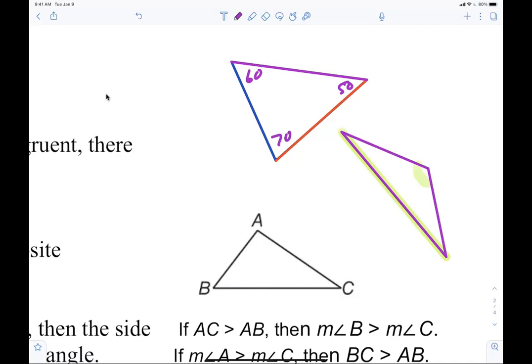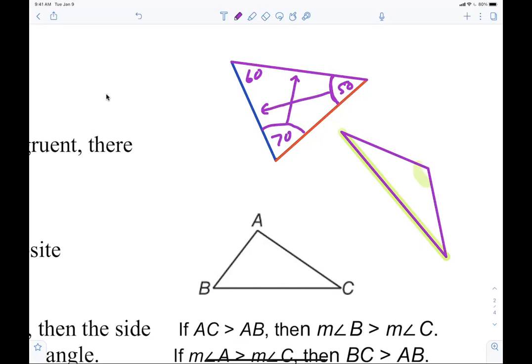Blue. The blue. Does everybody agree? And then the middle side would be what? The red. All right. So this is the smallest angle. It's opposite the smallest side. The largest angle is always opposite the what? Largest side. And like I said, I personally feel like this chapter is just all common sense to me.